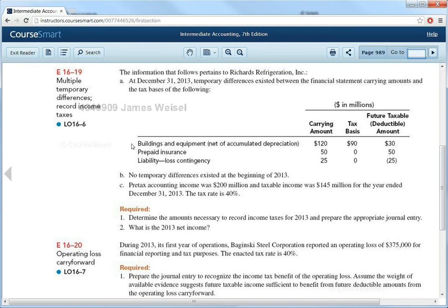We don't know what the original cost of the asset is. We don't know how many years that the asset's going to be depreciated. We don't know what our GAAP depreciation deduction is, nor do we know what our tax depreciation deduction is. All we know is that in 2013, the tax deduction must have been $30 million more than the GAAP depreciation deduction. That's the only thing that can explain the difference in carrying amount here.